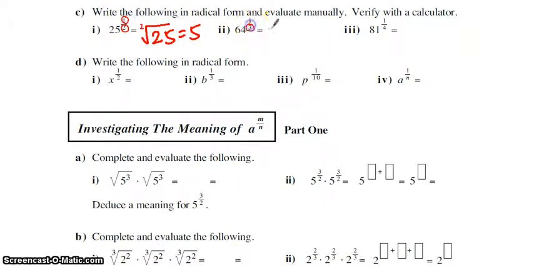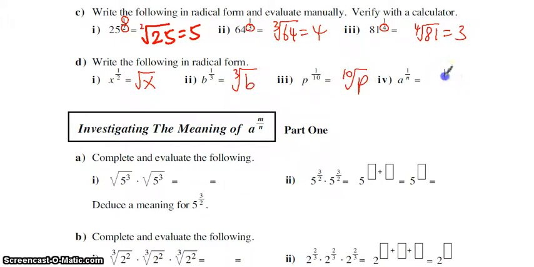Here, denominator 3 means cube root of 64, which is 4. Fourth root of 81, which is 3. Here, write them in radical form: square root of x. When there's a 2, you don't need to write it. Cube root of b, 10th root of p, nth root of a. So that's the meaning of having a power of 1 over n. This is the rule.